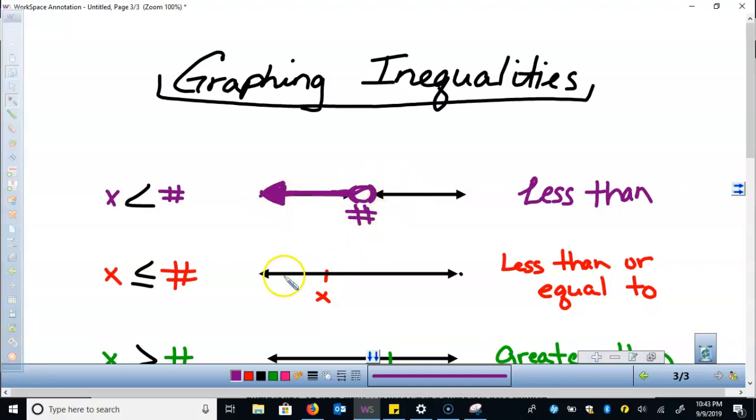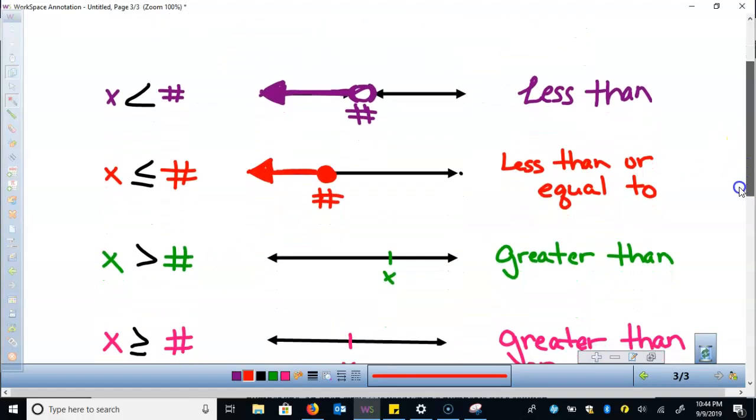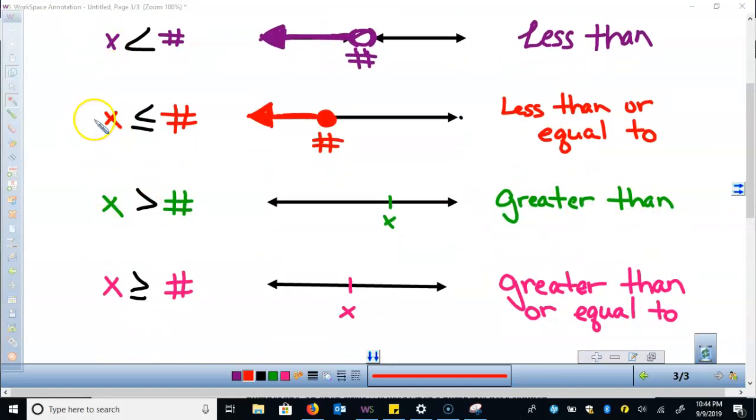All right. For the next one, it's kind of the same thing. The only difference here is, yes, that number can be included this time. So the variable can equal the number that I'm starting with. That's the less than or equal to graph and what it looks like. Again, this assumes that our variable is on the left-hand side of the inequality statement, whether we're talking about x, w, or maybe a, whatever that variable is.